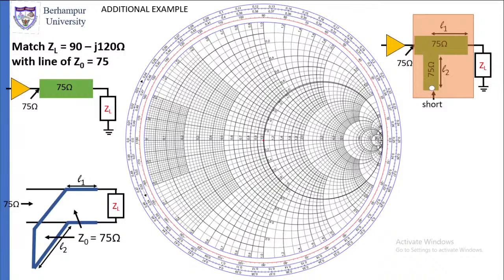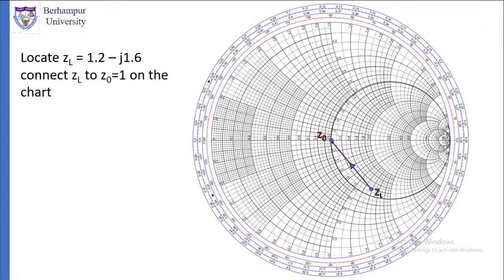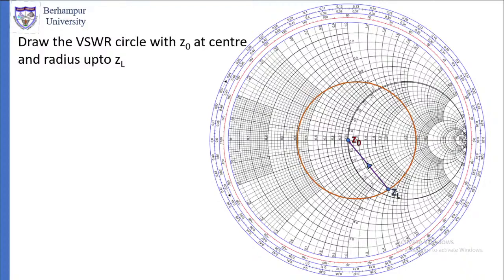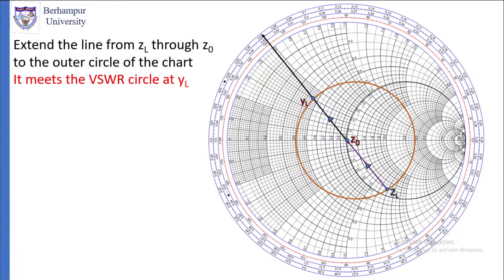Okay, now let us go to the actual solution. What we will do, locate ZL. ZL is equal to 1.2 minus J 1.6, and connect ZL to Z0 on the Smith chart. Then draw the VSWR circle with Z0 at the center and radius up to ZL. From Z0 to ZL, draw the VSWR circle. Then extend the line from ZL through Z0 to the outer circle of the chart. So when you do that, that will meet the constant VSWR circle at the point YL.